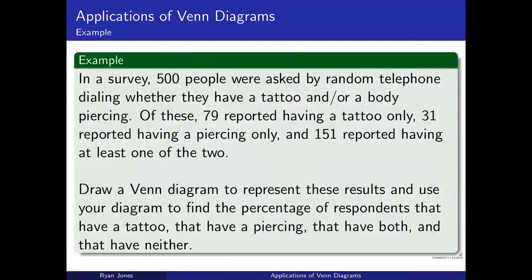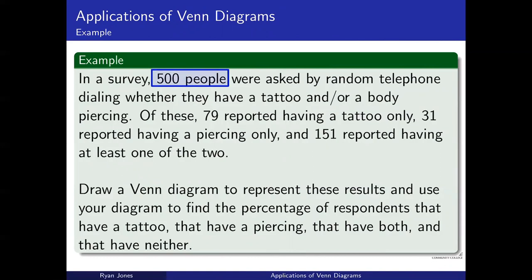We've got a whole lot of stuff here, but let's dissect this part by part. We have a survey of 500 people, and that's what we're starting off with. In a survey, we have 500 people, and they're asked a question. I just want to first note that there are 500 people in the survey. That's probably going to be important later on.